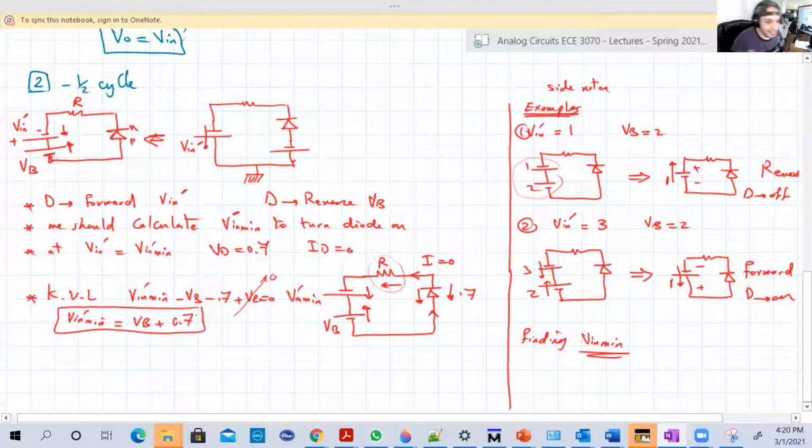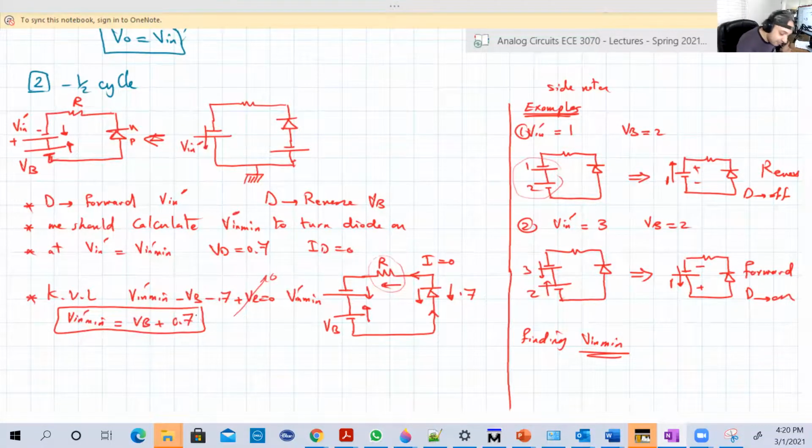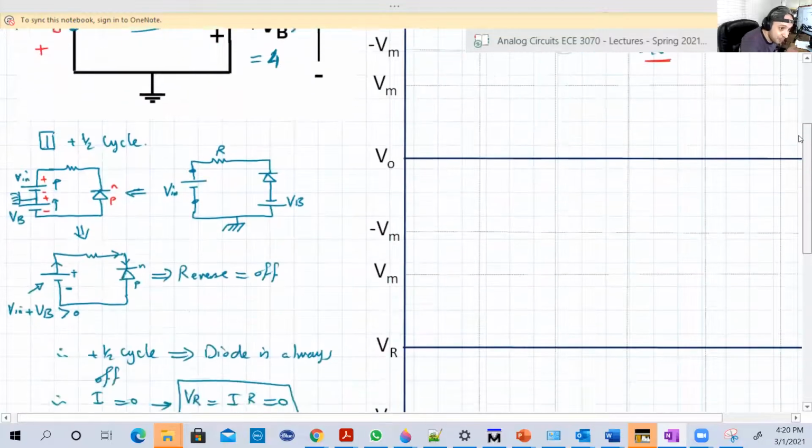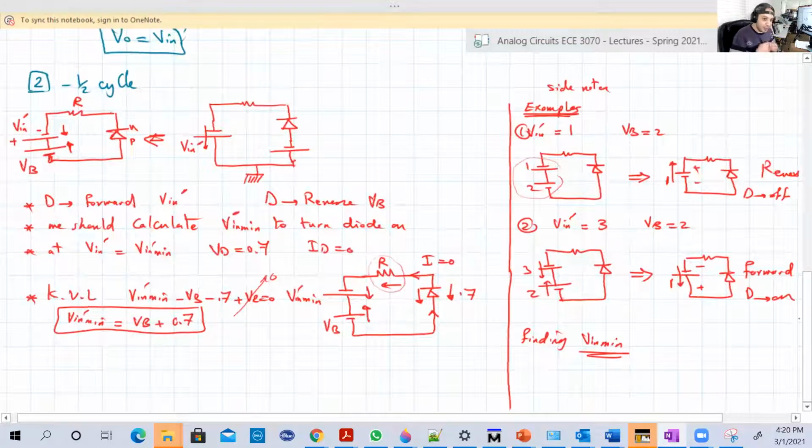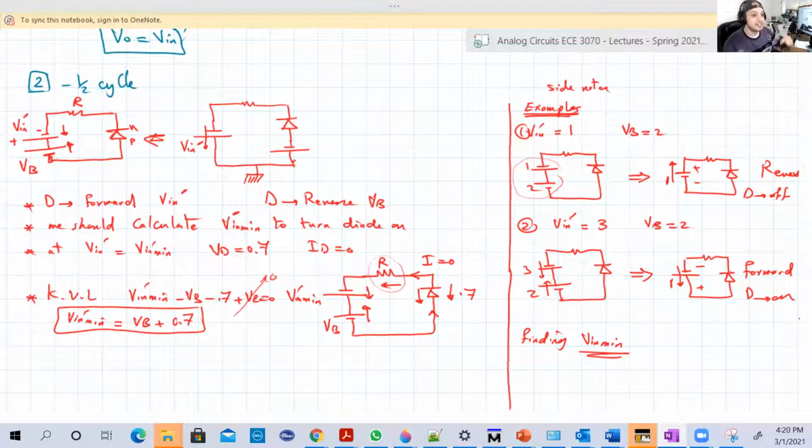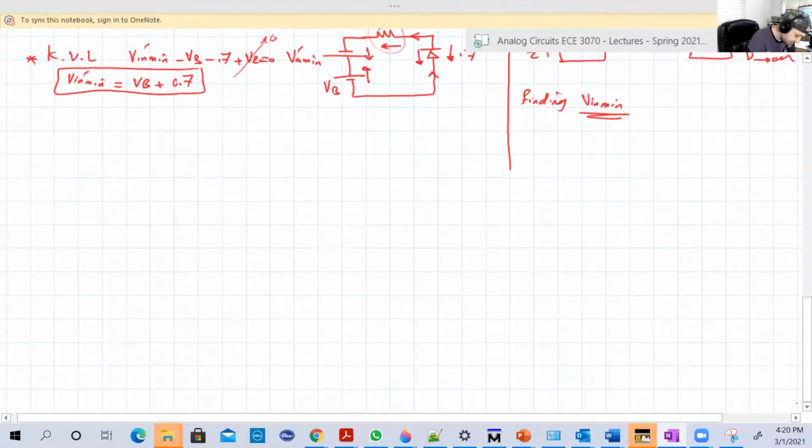So in the next half cycle, I'm not saying negative now because we have flipped the sign from negative to positive. When V input dash is less than Vb plus 0.7, then the diode will be off. When the input exceeds that value, the diode will be on. So let's explore both conditions. Number one, when V input dash is less than V input dash minimum, the diode is off, I equal to 0.